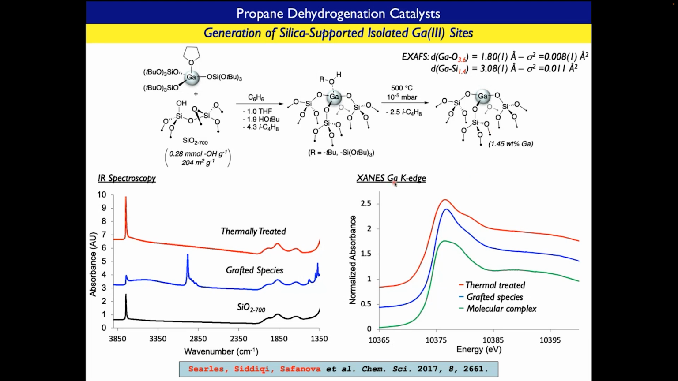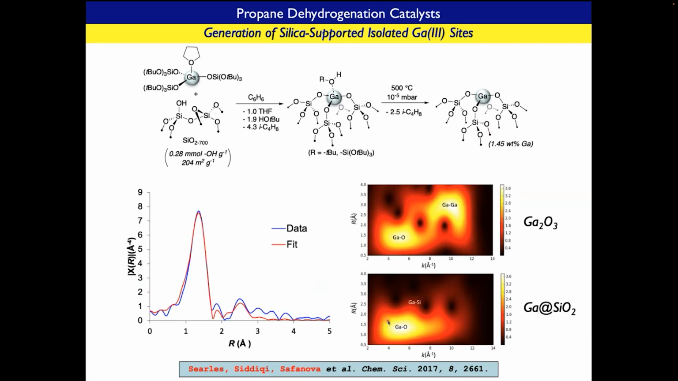These sites are mostly tetracoordinated based on all the spectroscopy that we could do, in particular gallium XANES and gallium EXAFS. We could show that the gallium sites are isolated, in contrast to what you have in gallium oxide, and that each gallium has, on average, 4 oxygen atoms in the environment, even though it's gallium-3.